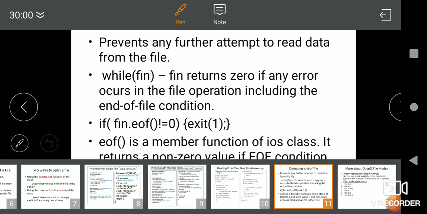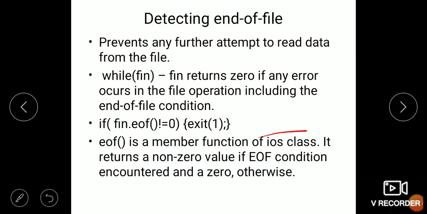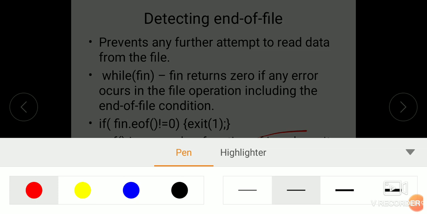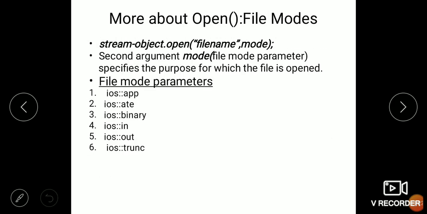Okay, now the next one. More about open file modes. Till now we have used only one parameter, that is the file name, for opening a file. Now one more argument can be used, that is the file mode parameter. Look here, we have used another parameter, that is the mode parameter. What does it specify? It specifies the purpose for which the file is opened. There are so many file mode parameters.